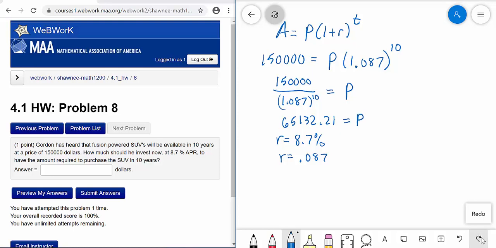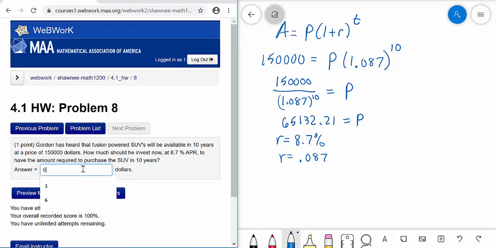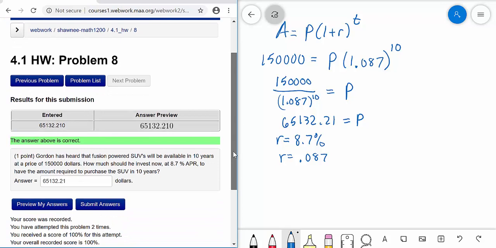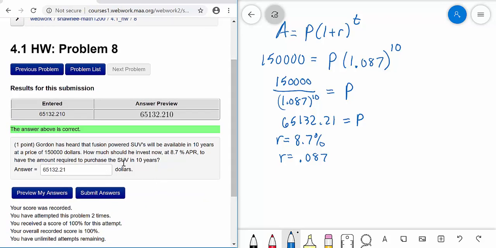So if you have $65,000 sitting around and you want to invest it for 10 years at 8.7%, then you'll have about $150,000. So I'm going to enter this expression in WebWork and submit. And there we go. So we want to round to 2 decimal places because this is in dollars and cents. And that finishes the 4.1 homework.